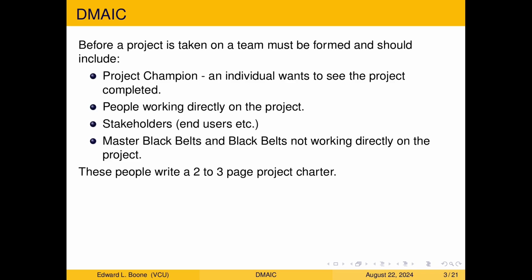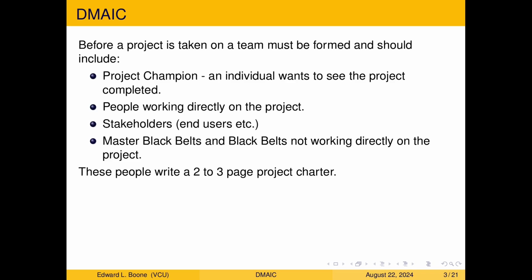Okay, before a project is taken on, a team must be formed and should include what's called a project champion, a person who wants to see this project completed and is willing to be part of the project from beginning to end. Okay, so they're committed to it and they want to make sure that it's promoted among their peers. It should have people that work directly on the project. So who will be working on the project? They should be part of the team.